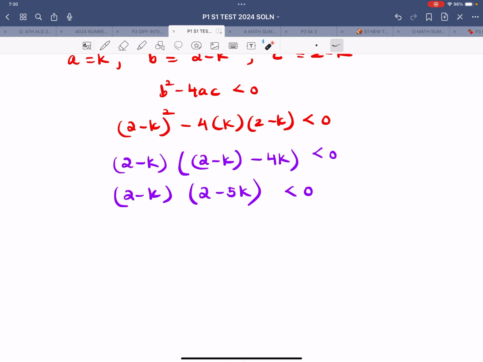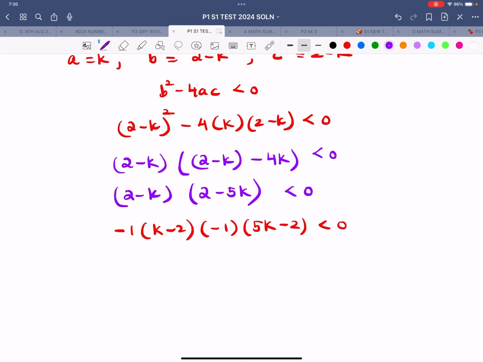Now look over here. The coefficient of k is negative. The coefficient of k is negative. These two negatives will make it positive. So if I draw a graph, or I can simplify it a little further, minus 1 common, and this is k minus 2. And this is another minus 1 common. This is 5k minus 2, and this is less than 0. Now this negative over here, this will become positive, so the inequality is unchanged. Therefore (k minus 2)(5k minus 2) is less than 0.